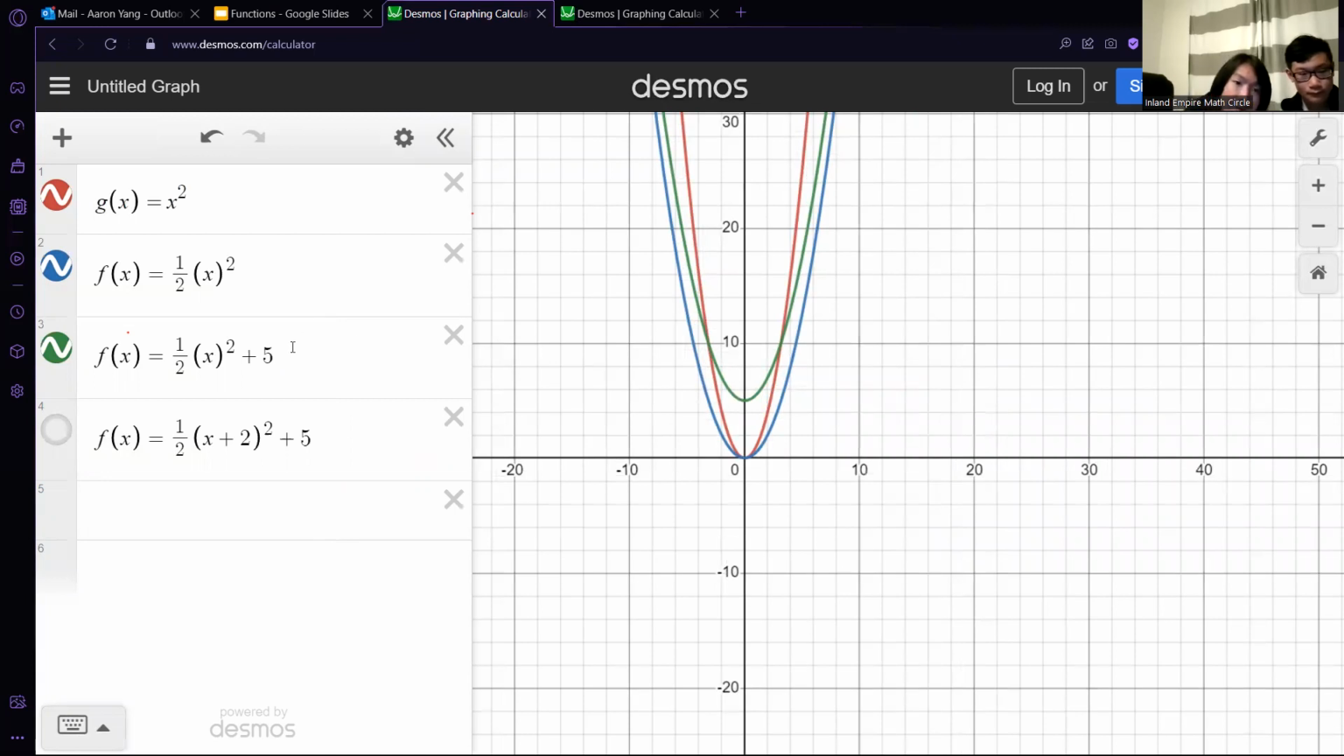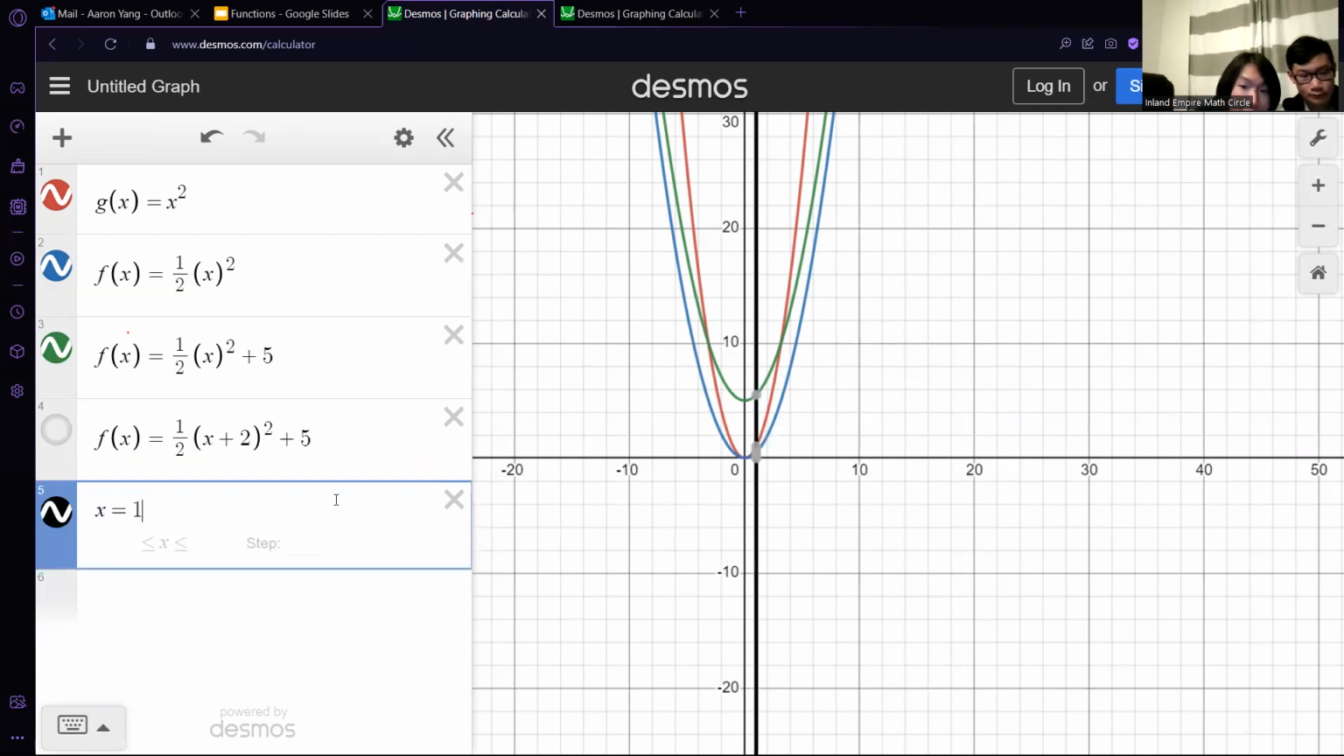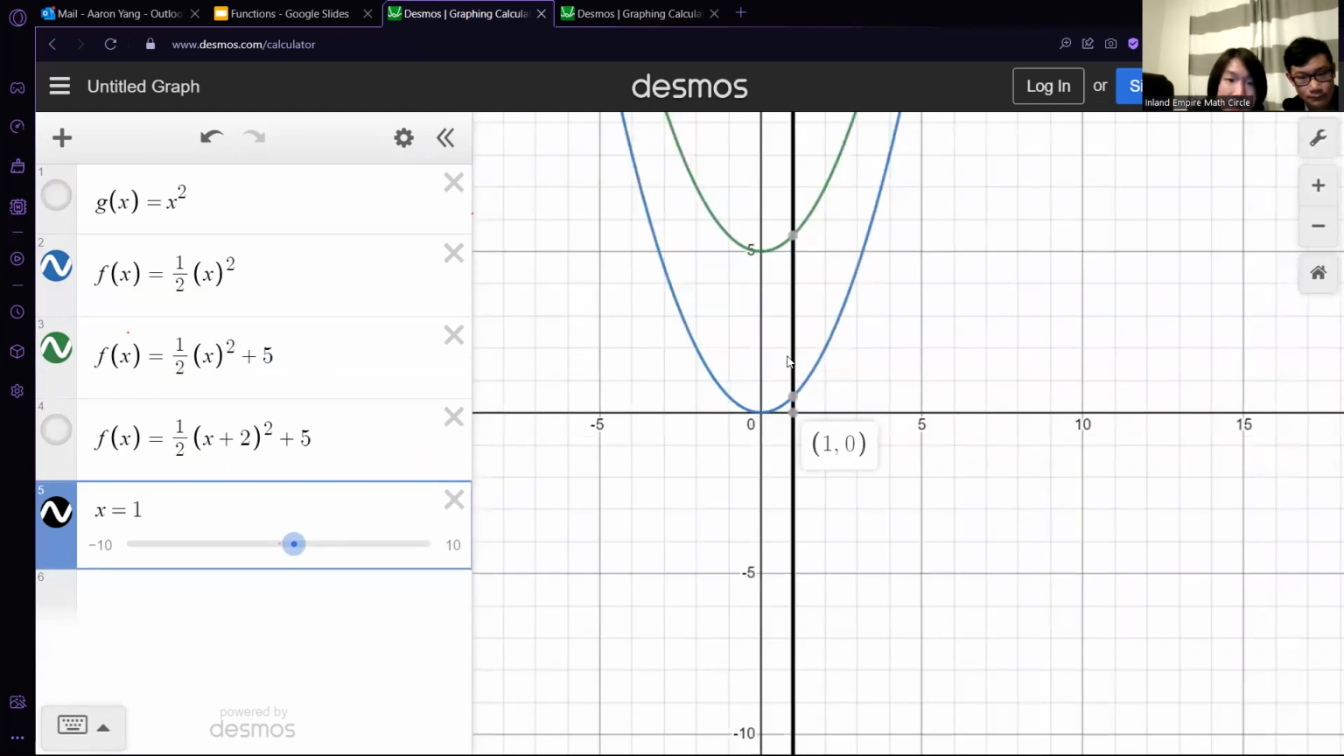It's because the only difference here, again, is that we're adding 5 to it. So for every single point on this blue line, we're just moving it up. So if I draw a vertical line here, let's say x equals 1, and we hide our parent function, we can see on the blue line this point was at (1, 0.5). But on the green one, because we added 5 to that point, it's at (1, 5.5). So this point has been shifted up 5 units, and it's the same for every single point on this line. So that's why the whole thing is just moved up.